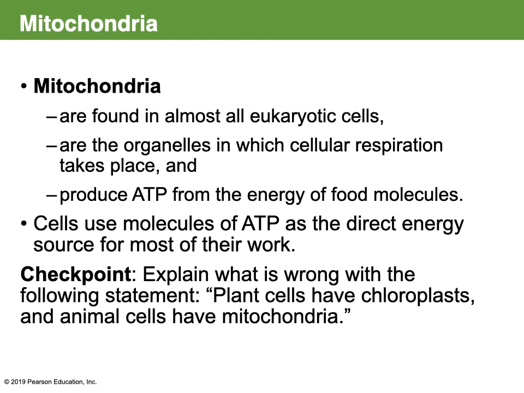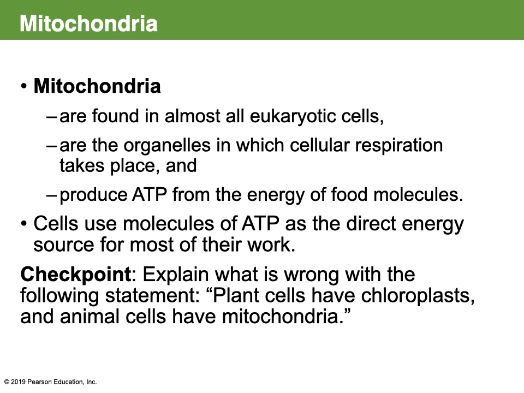Now, mitochondria are found in almost all eukaryotic cells. These are the organelles in which cellular respiration takes place. So again, you're going to see these in photosynthetic organisms and organisms that consume their food. That's how it gets the food. Ultimately, it gets broken down in mitochondria. So these are what produce ATP from the energy of food molecules. So again, chemical energy in a food molecule into chemical energy of ATP.